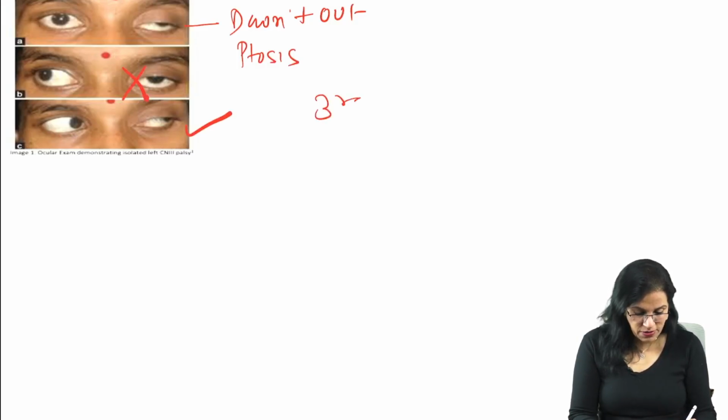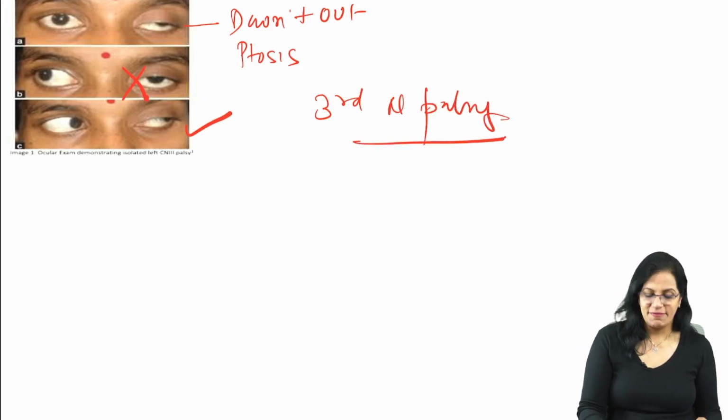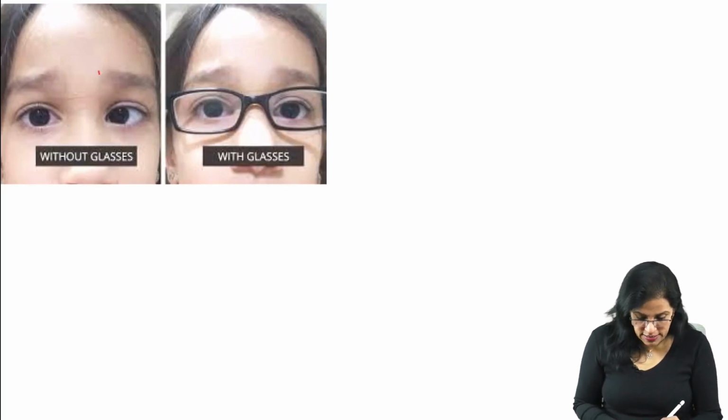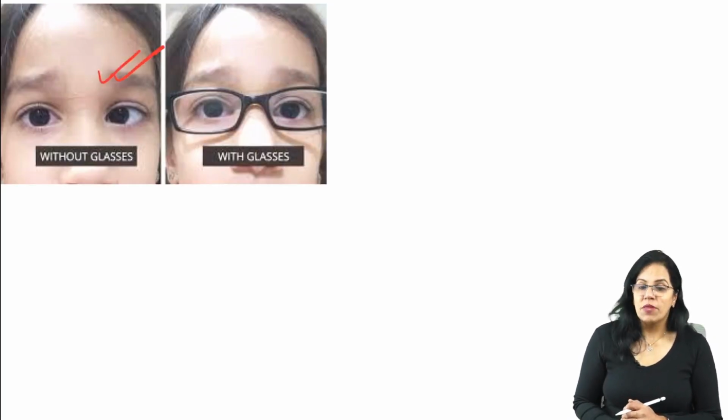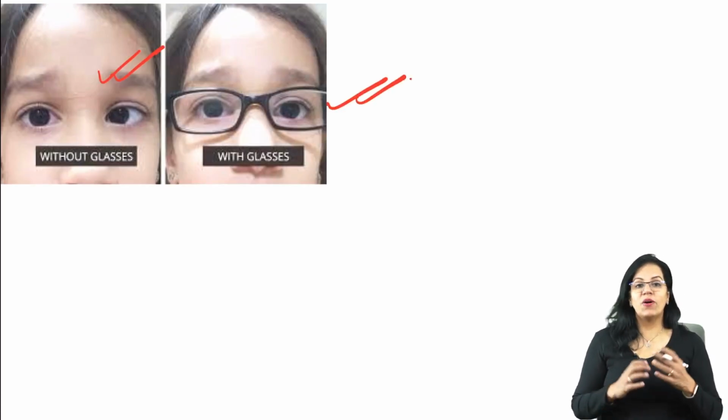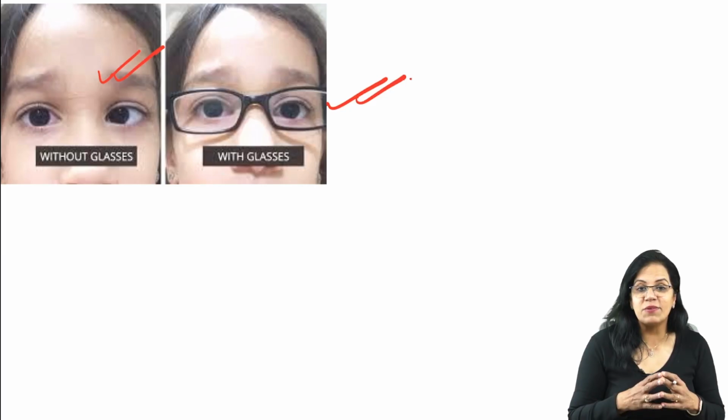We are talking about third nerve palsy. Okay, so this is your third nerve palsy. Next slide. Now this child, very important, has an esotropia here. Can you see that? But when she is wearing specs, the eyes become straight. Why is it happening? It's because she has refractive accommodative squint.